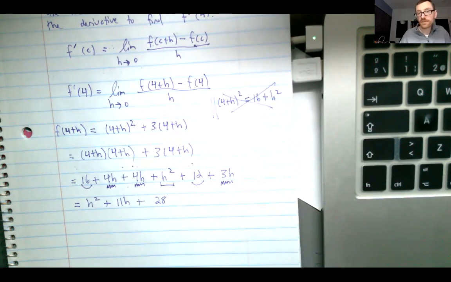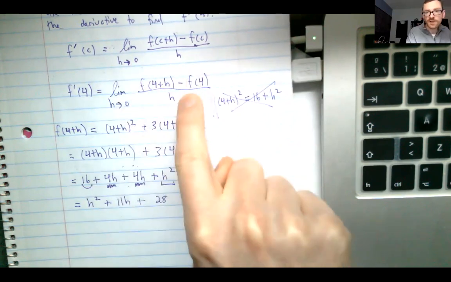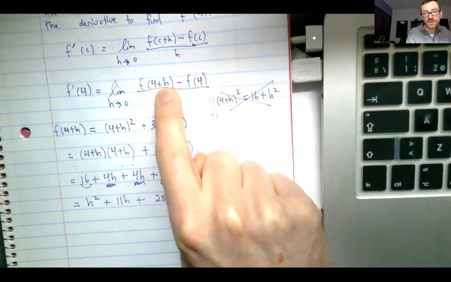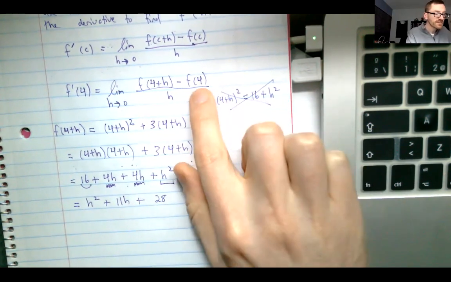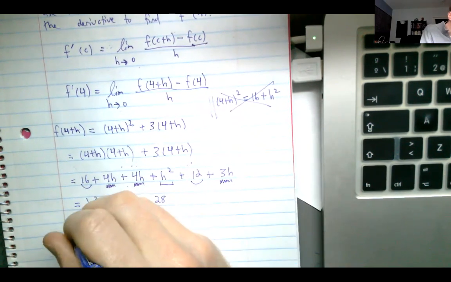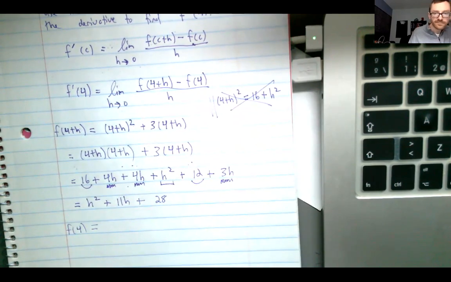Now, remember the big picture: what we're trying to compute is this whole expression right here. All I've done is compute just the f of 4 plus h, and it's given me this guy right here. Well, now I need to compute f of 4. Fortunately, that is a lot easier to compute. That will not take a long time at all. So what is f of 4?